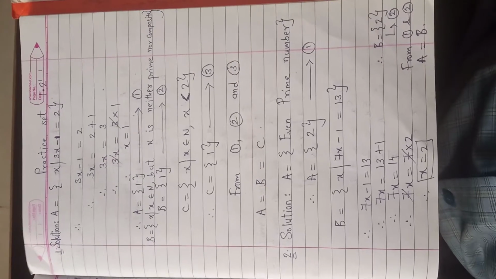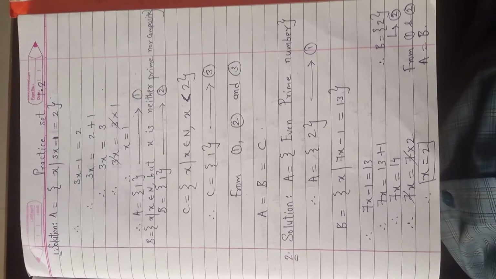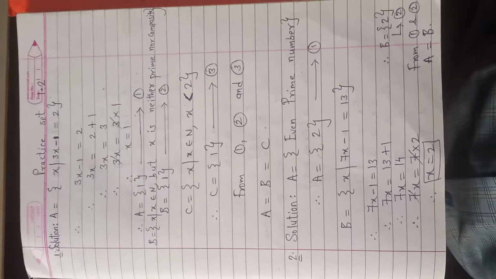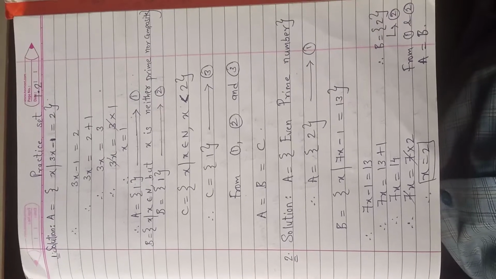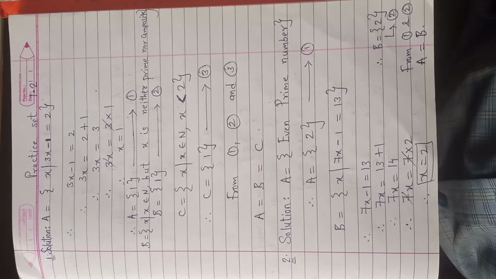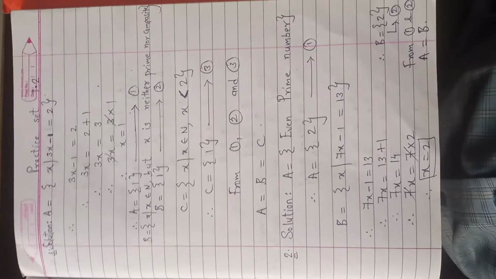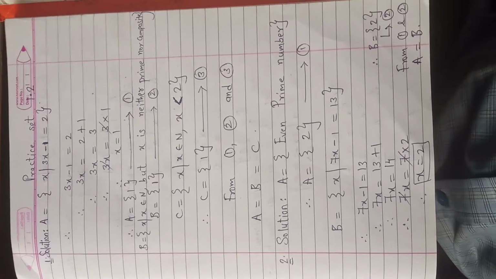Therefore 3x is equal to 2 plus 1. Minus 1 on the left hand side is taken to the right hand side. Therefore 3x is equal to 2 plus 1, which is 3. Therefore 3x is equal to 3, which can be written as 3 ones are 3. So 3 gets removed from the left hand side and right hand side. Therefore x is equal to 1.